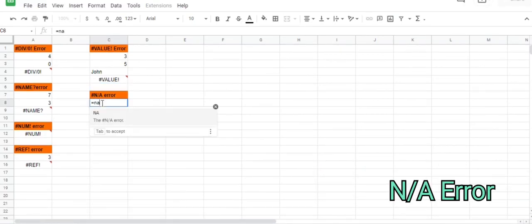Last, the NA error occurs when the value cannot be found in the referenced data.